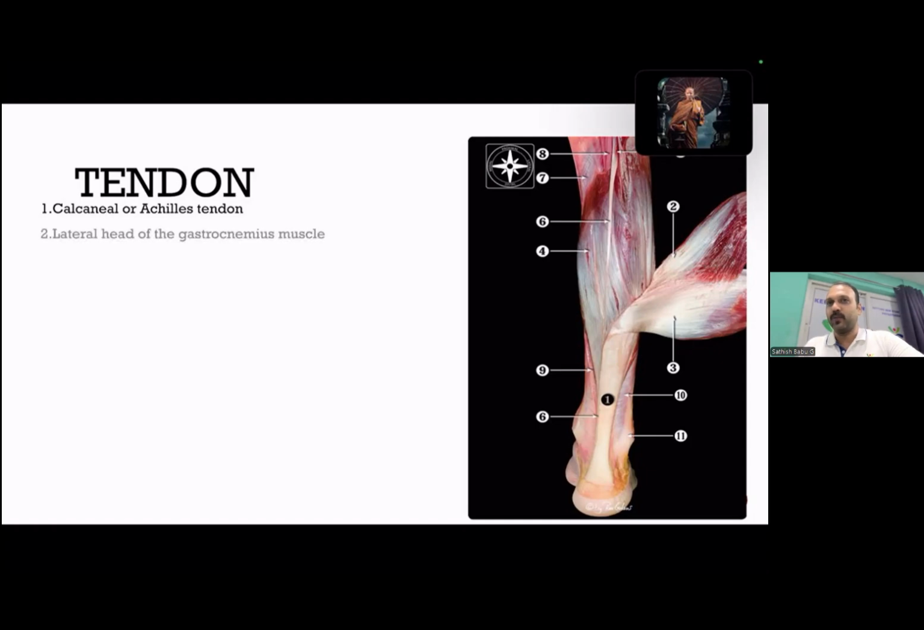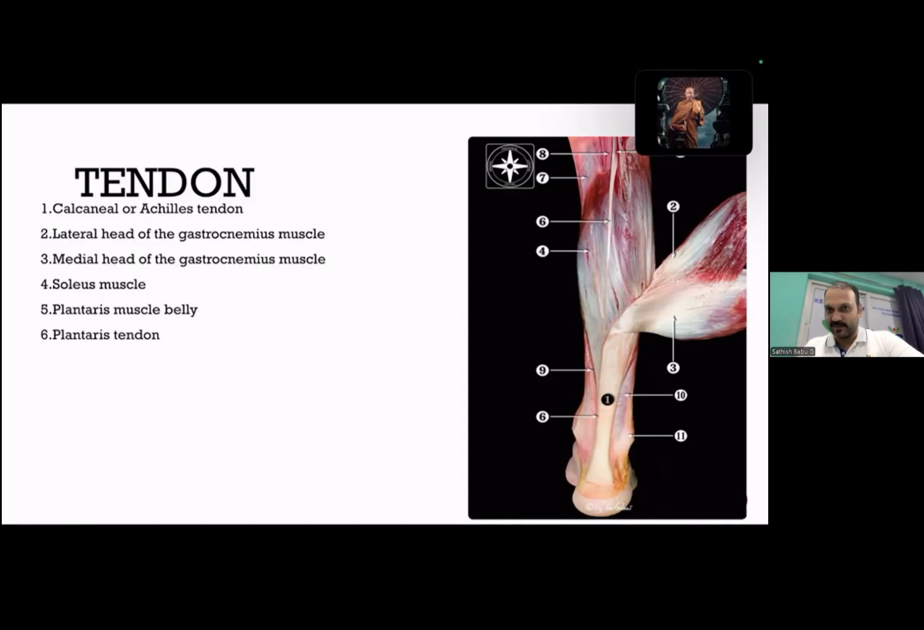And the second one is the lateral head of the gastrocnemius. Third one is the medial head of the gastrocnemius. Fourth one is the deep muscle, which is the soleus. And fifth one, if you see the fifth one, it's the plantaris belly. The plantaris belly is a very thin, very small muscle, but it has a very long tendon going with the triceps surae. And then the sixth one is the plantaris tendon.